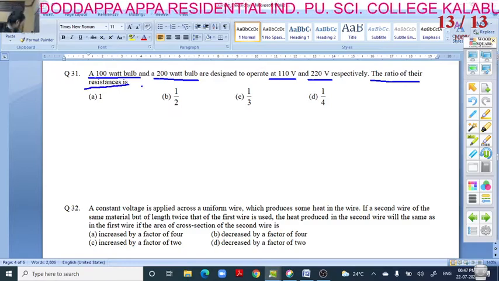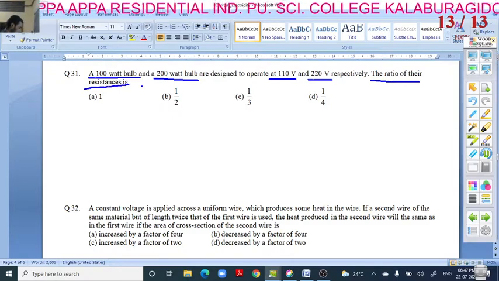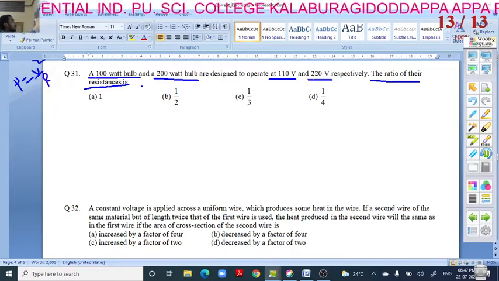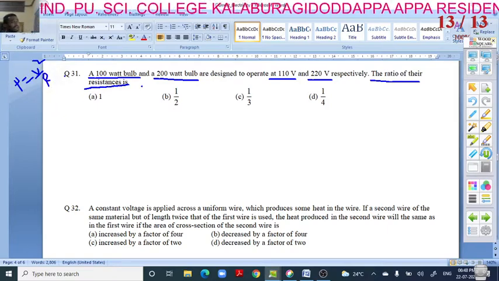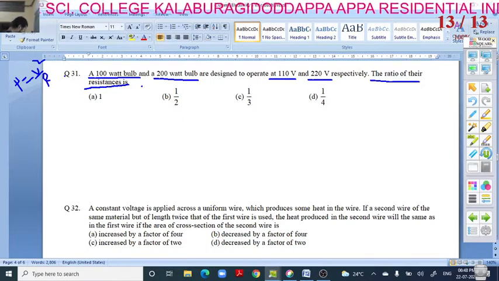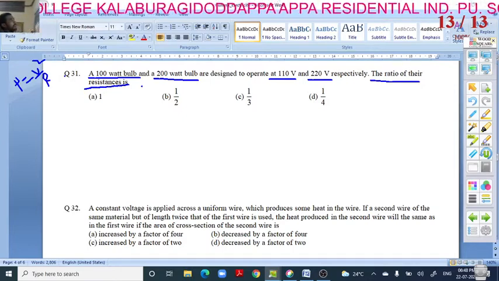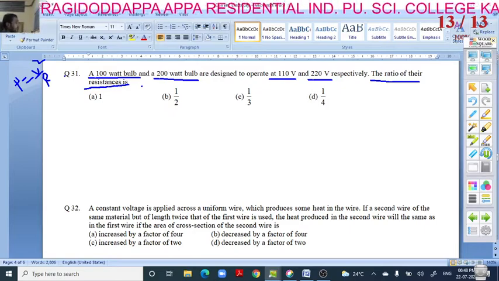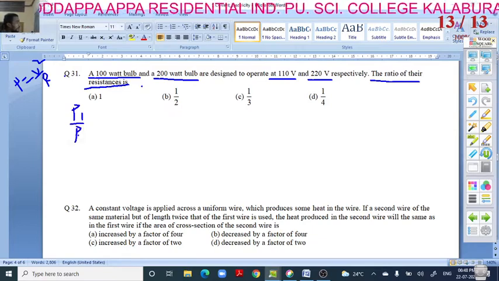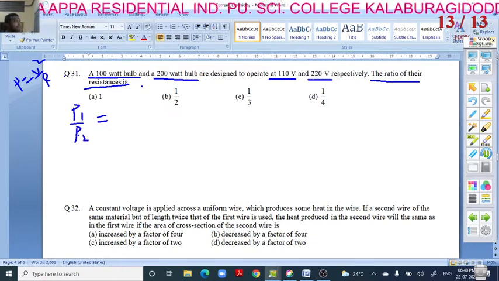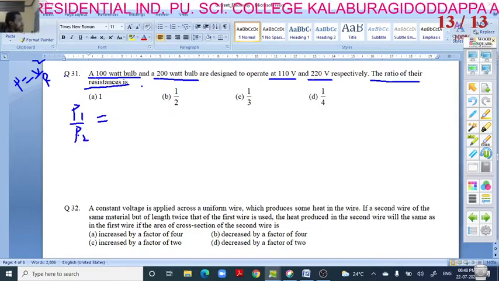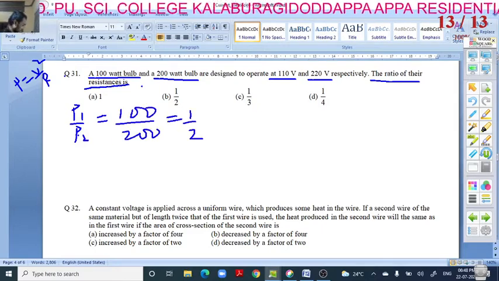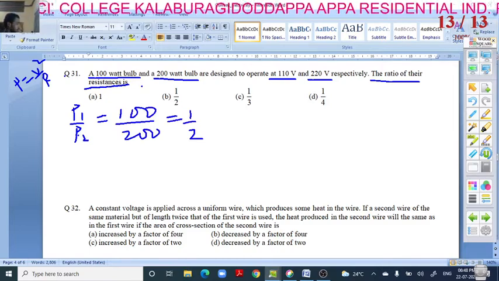Okay, anyhow, before that, here we have the formula P is equal to V square by R, because watt he has given, right? I can use this. So power of the bulb he has given. Power of the bulb P1 by P2 I will do here to find the value of R1 by R2. P1 by P2 is equal to, with the help of the given data, 1 by 2 we got here, right?